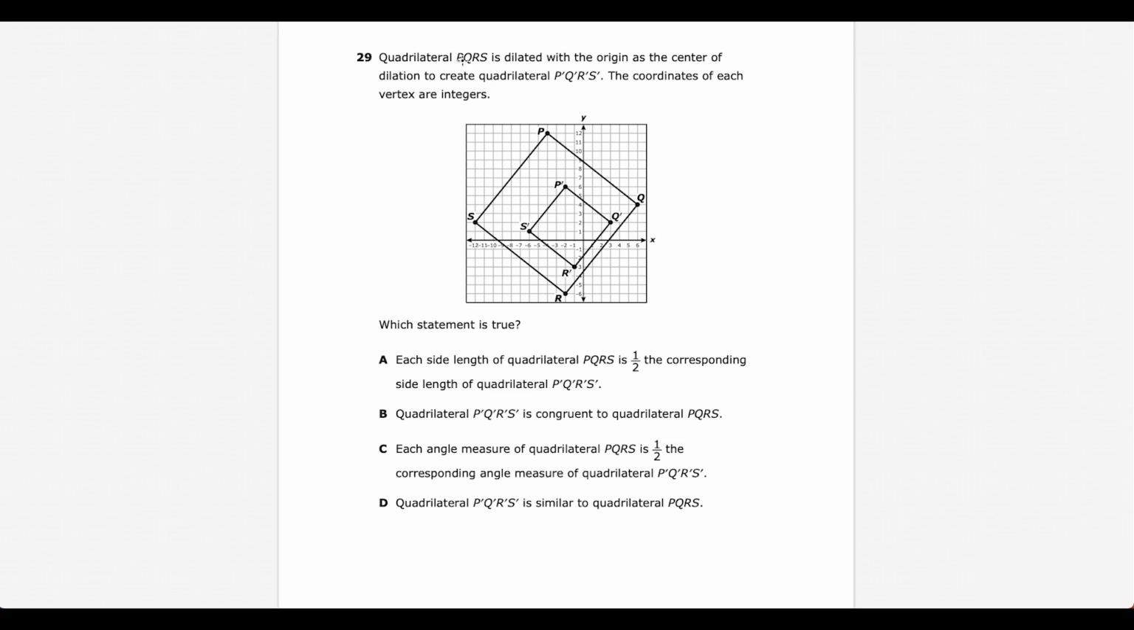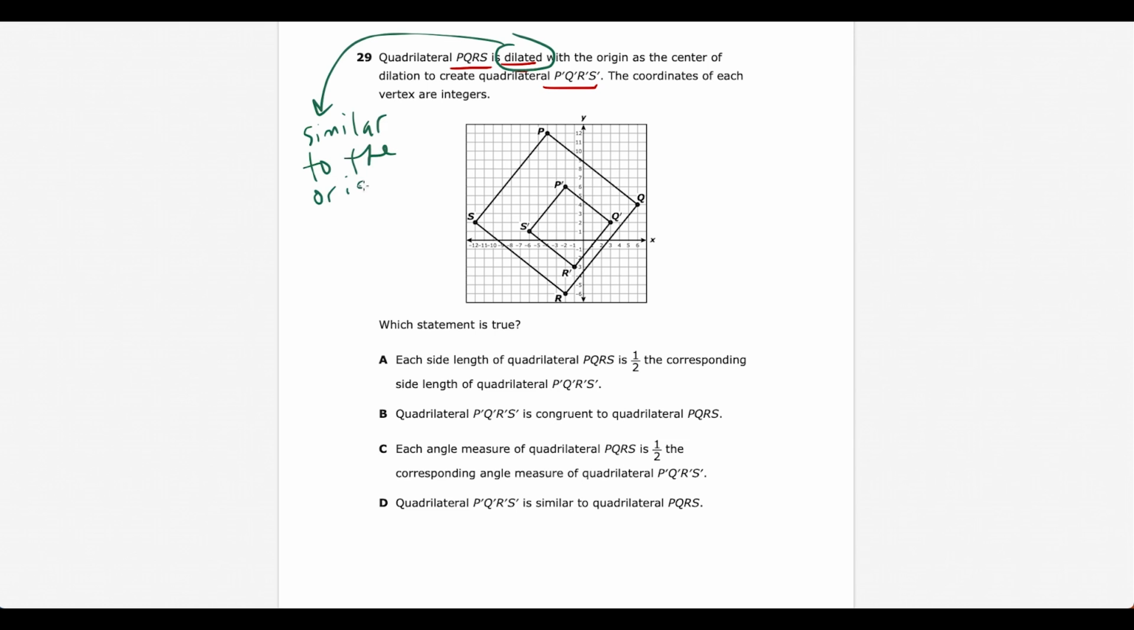Question 29, we have quadrilateral PQRS. This is being dilated with the origin as the center of dilation to create a new quadrilateral. And we have the coordinates of each vertex are integers. Which statement is true? Well, the one thing that jumps out at me the most here is that when we dilate something, the new shape is similar to the original.